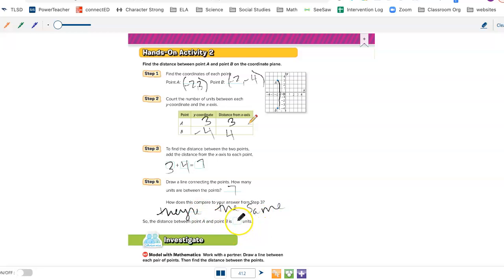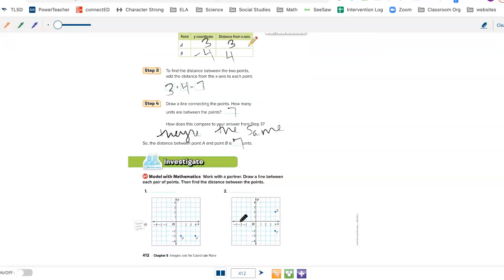So the distance between point A and point B is 7 units. Okay, in this investigate, you're going to draw a line between each pair of points and then find the distance. So between U and V, we go 1, 2, 3, and that should make sense because here we're at 4 and here we're at 1, so 4 minus 1 is 3, so 3 units.